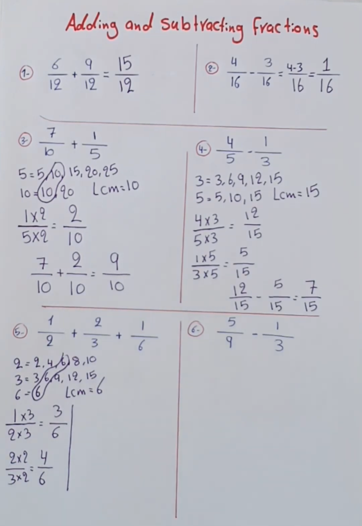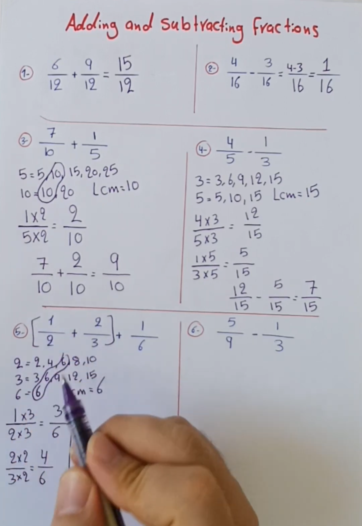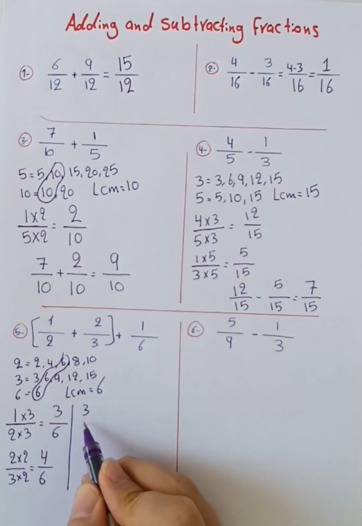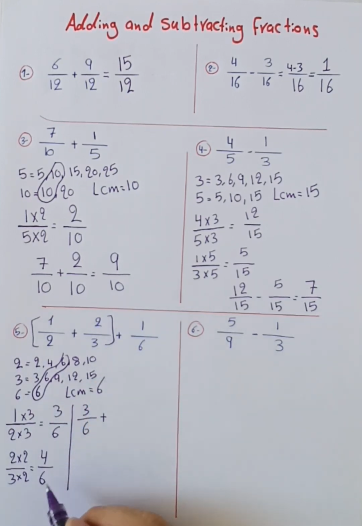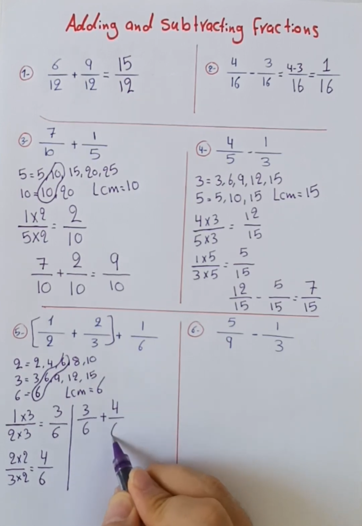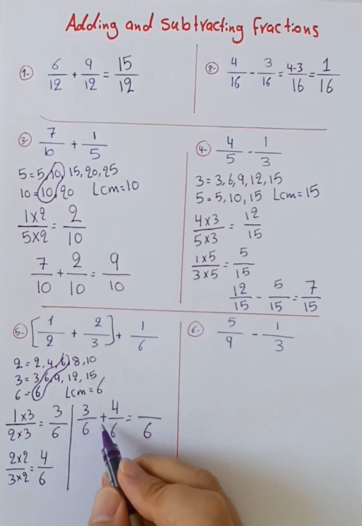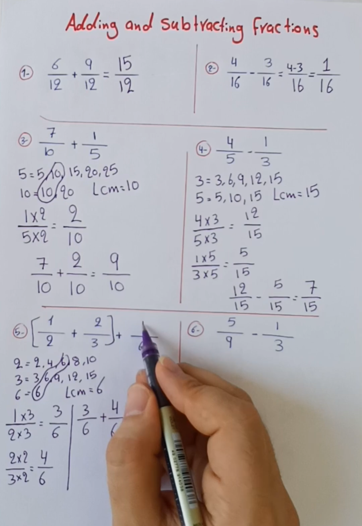First, we can add 2 fractions together and then add the sum with the third fraction. Like that, we can add only these 2 fractions first. So 1 out of 2 is 3 out of 6 plus 2 out of 3 is 4 out of 6. So we write 6, 3 plus 4 is 7. And then we have plus 1 out of 6.